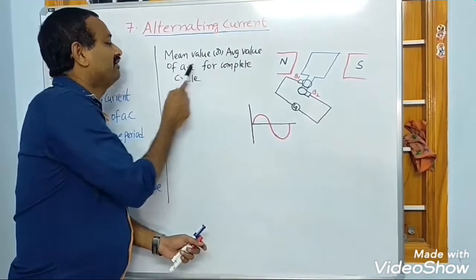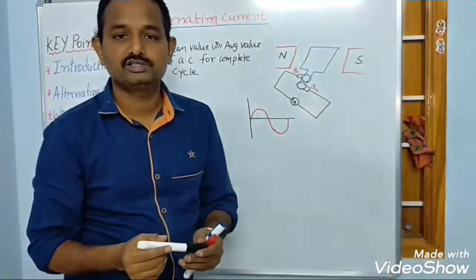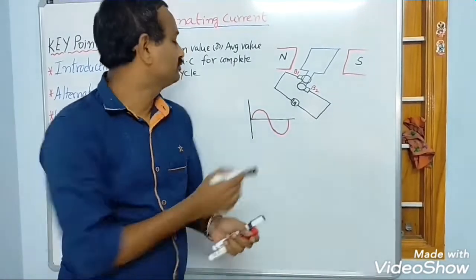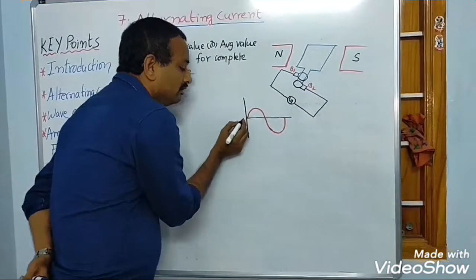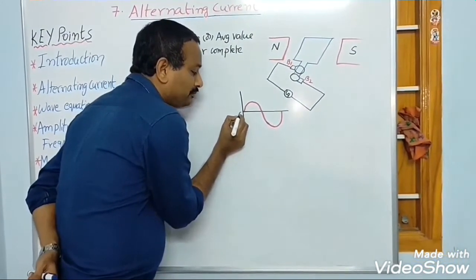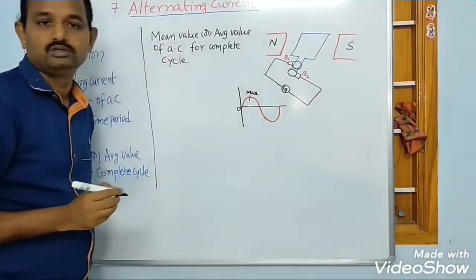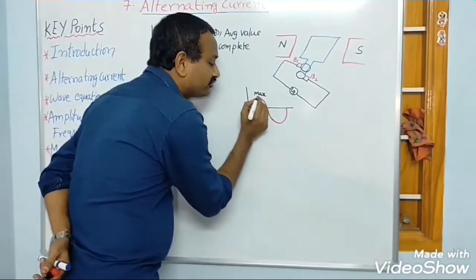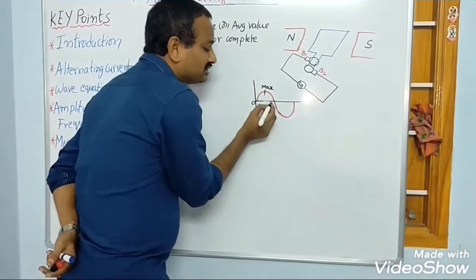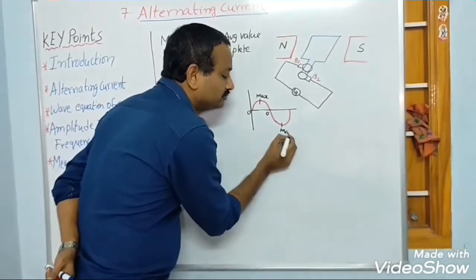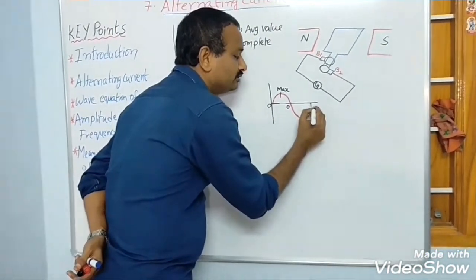Now mean value or average value of AC for complete cycle. Students, here if you observe the graph, the variation of AC, first of all it rises from 0 to maximum value, and again it falls from maximum value to 0. Again it rises from 0 to maximum value, and again it falls from maximum value to 0.